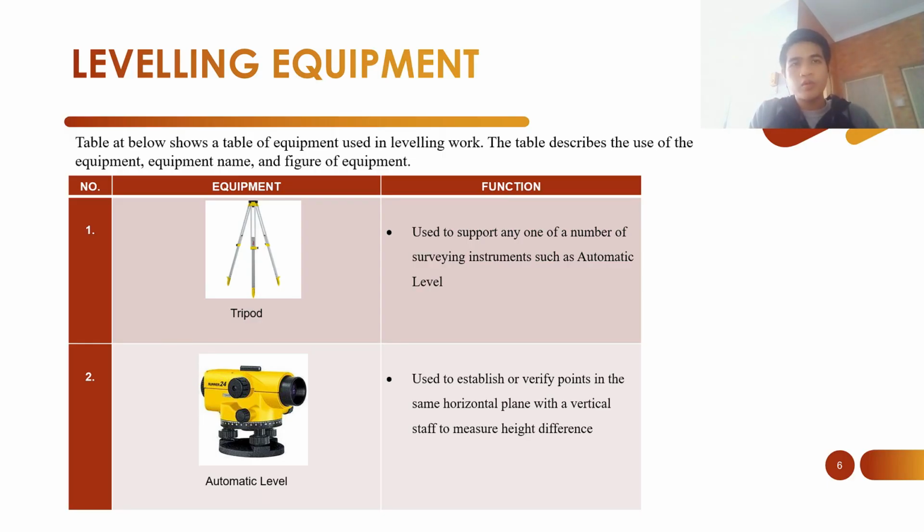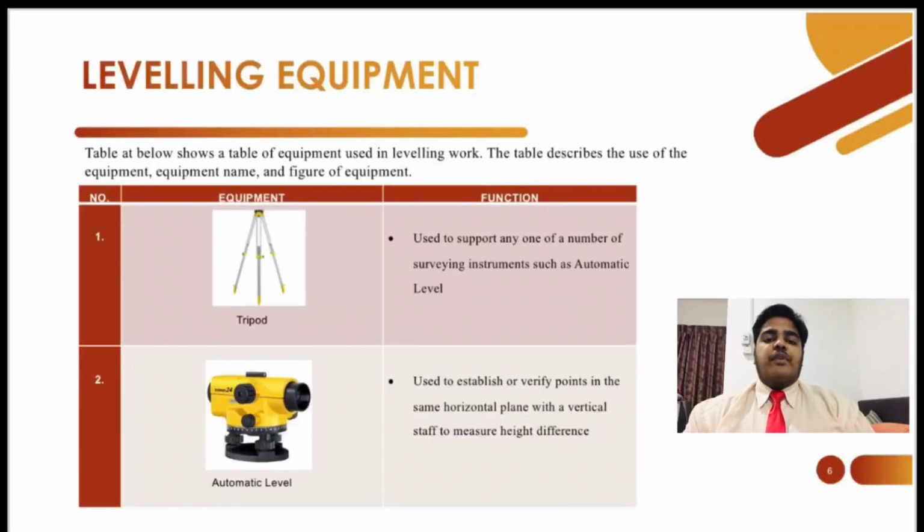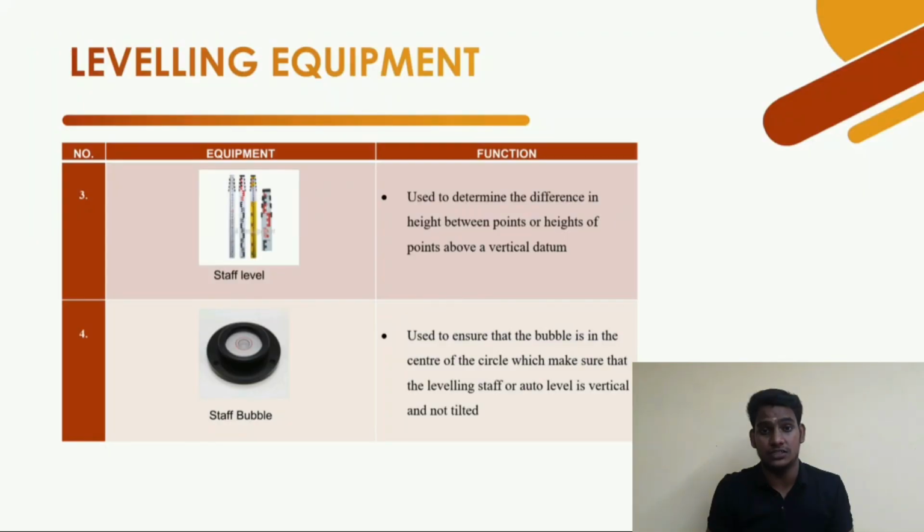Next is the leveling equipment. In the leveling equipment, there are 4 equipments used in leveling work, the first one is a tripod. It is used to support the automatic level. The second equipment is the automatic level. This equipment is used to establish or verify points on the same horizontal plane with a vertical staff to measure height difference.